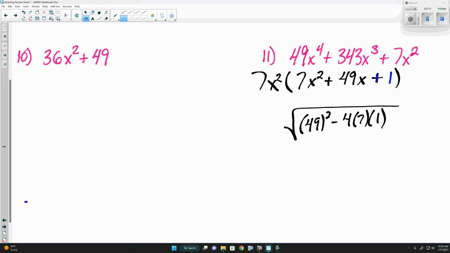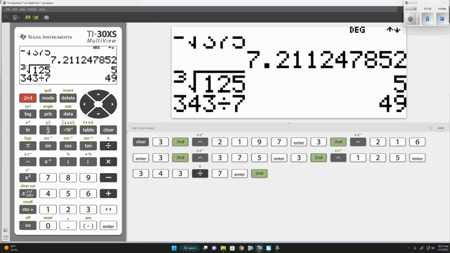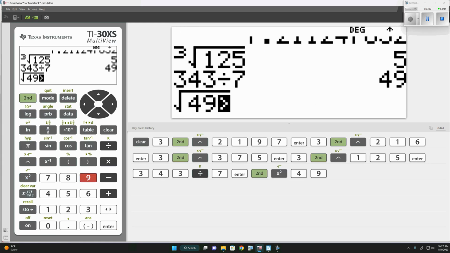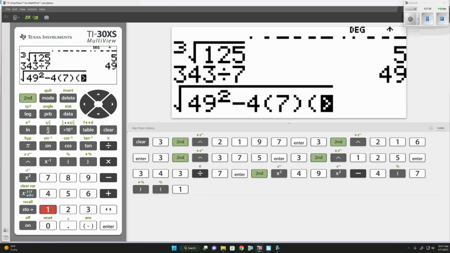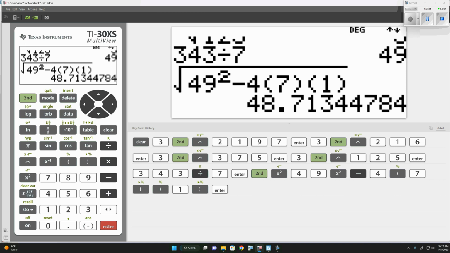And so I can grab a calculator. Second square root, 49 squared minus 4 times 7 times 1. If we get a decimal, a non-repeating, non-terminating decimal, really decimal at all, for the most part, it's not factorable. It's going to tell us that the solutions for that are here. They're going to be irrational solutions, which means we won't factor it any further.